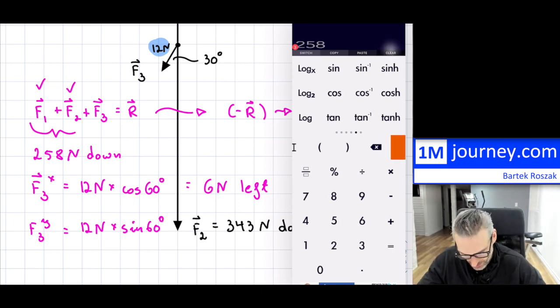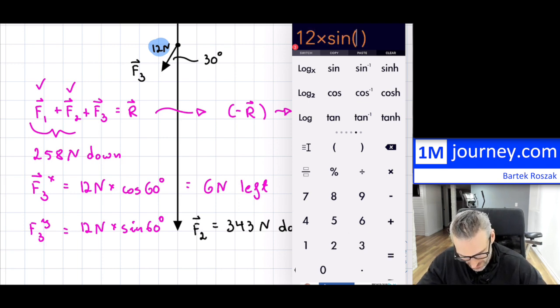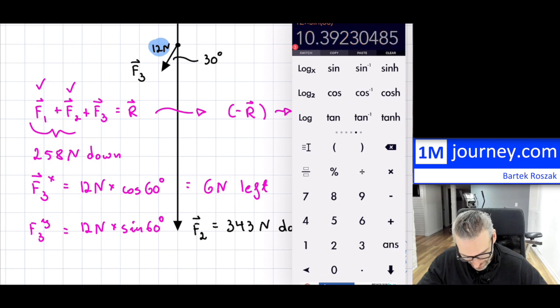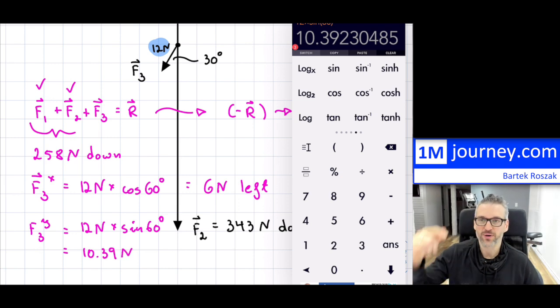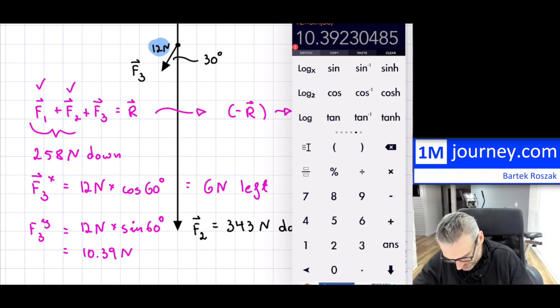So I guess we're going to have to round this a little bit. So let me just plug it in. 12 times sine of 60. So that's going to be equal to 10.39 newtons. And it is down, right? So you can see that it's still pointing down right there.